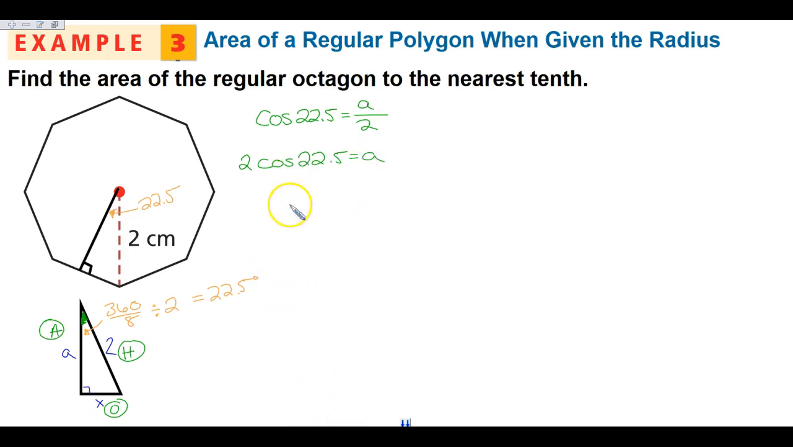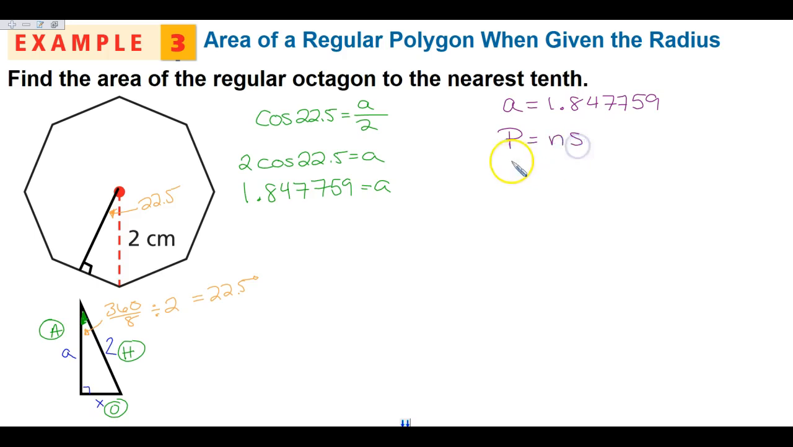When I put this in the calculator, I'm going to get 1.847759. I'm leaving it this long because there wasn't really a nice place to round off until this number here. And I want to leave it as long as possible so that I'm not affecting my final answer too much. So I'm going to keep track over here. So my apothem we're going to have as 1.847759.